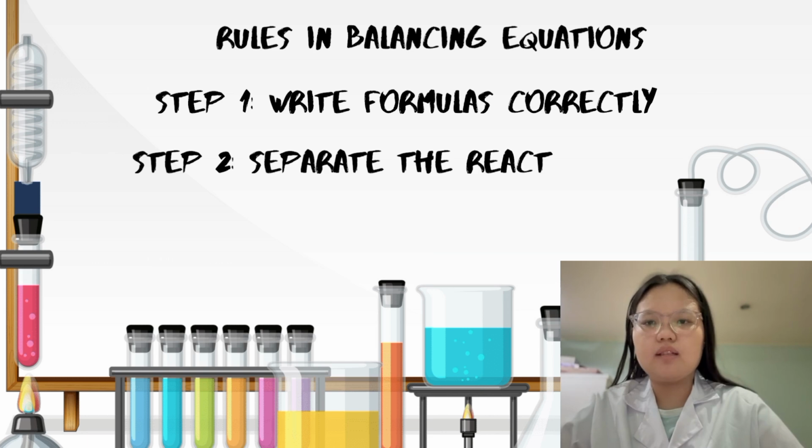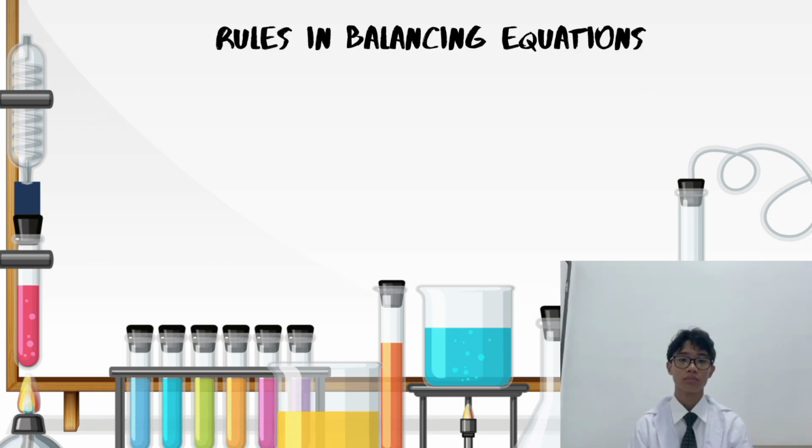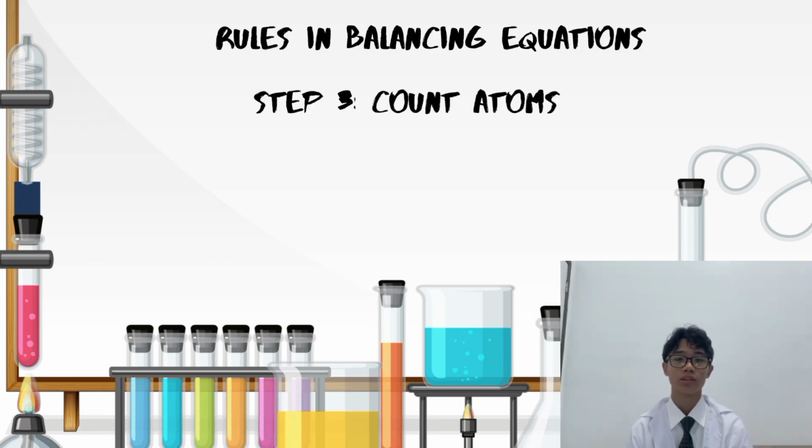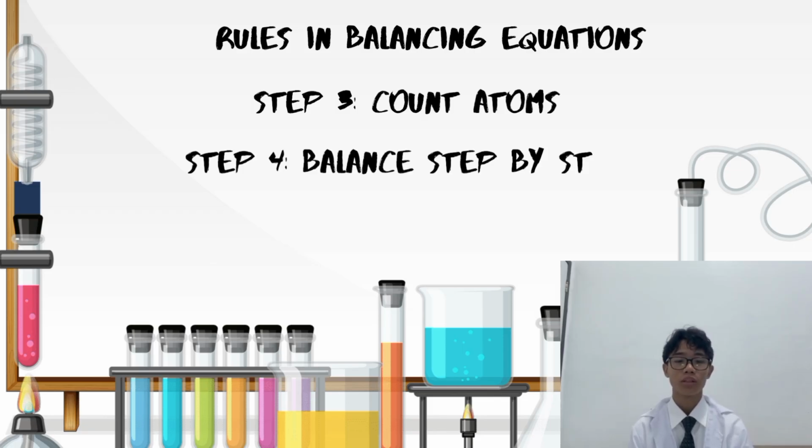Step 2. Separate the reactants and products. List down the elements of both reactants and products. And for step 3, count atoms. Check how many atoms of each element are on both sides. And then step 4, balance step by step. Start with metals, then non-metals, and save hydrogen and oxygen for last.